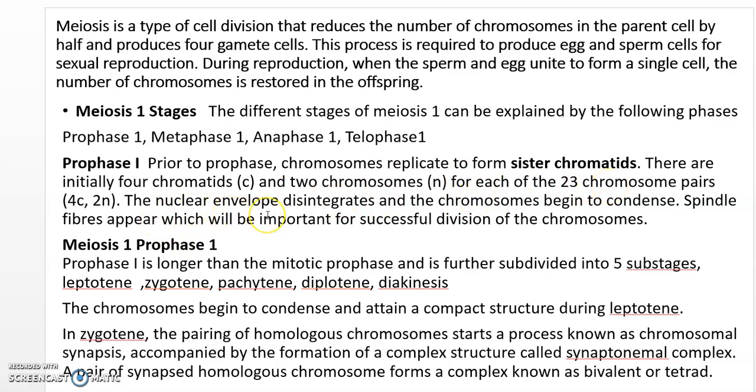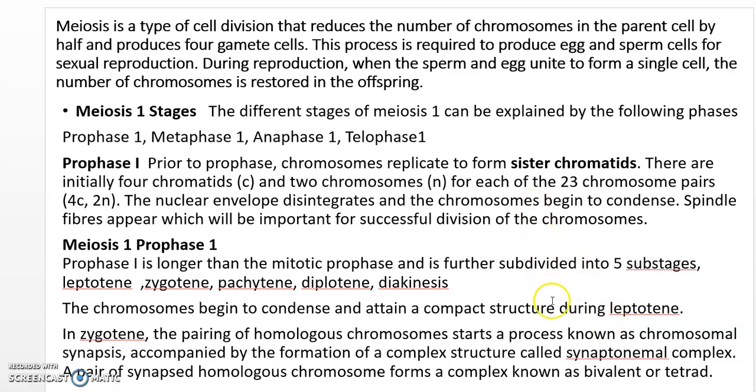The nuclear envelope disintegrates. Whatever is there outside the nucleus gets disintegrated. So that means they disappear and the chromosomes begin to condense, begin to form a thread-like structure. The spindle fibers appear, which will be important for the successful division of the chromosomes, just as we have seen in mitosis. Now we'll study leptotene. The chromosomes begin to condense and attain a compact structure during leptotene. So that is what happens.